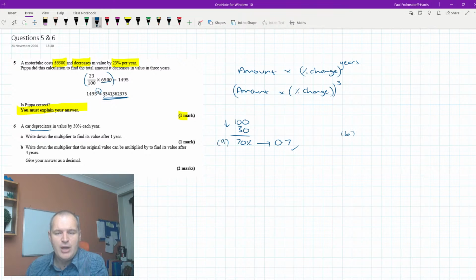To find part B, we raise that 0.7 to the power of 4, but it says give your answer as a decimal, not as a power. So the decimal it gives me is 0.2401.